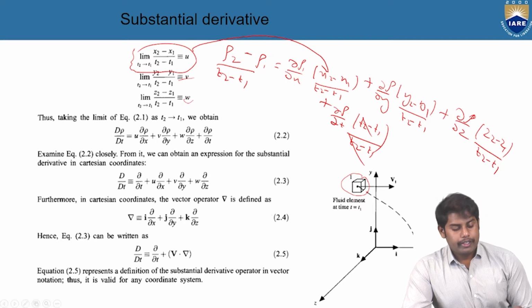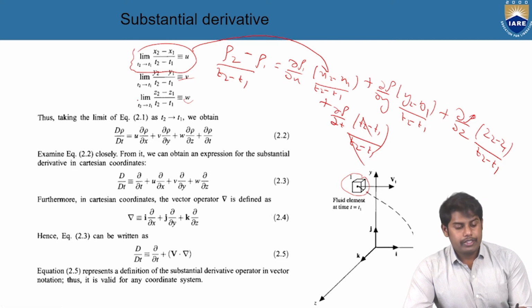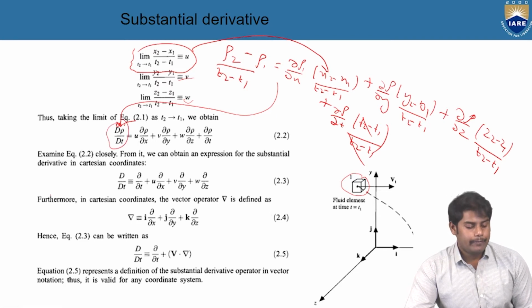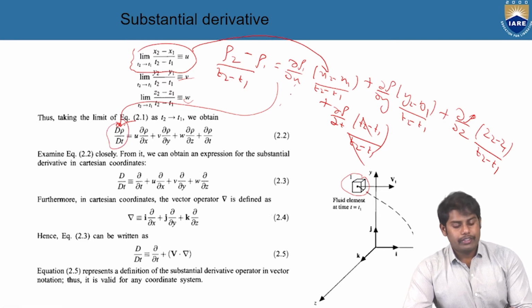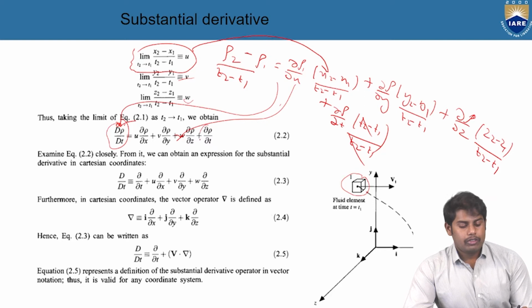So in summary, when we change these things, rho 2 minus rho 1 divided by t2 minus t1 will give you a total derivative, which is d rho by dt. So finally we have this equation, which is nothing but d rho by dt equals u into ∂rho/∂x, v into ∂rho/∂y, w into ∂rho/∂z, and you have the other term, which is ∂rho/∂t.